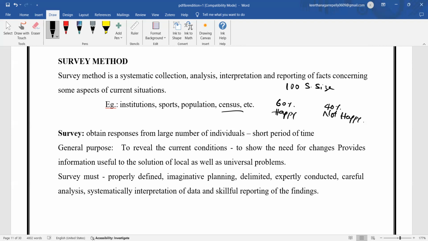Okay, so now I gave whether they have sufficient food, and whether they have got good relations in life. With this I'm measuring their happiness index. Now with those two questions, I came to know that in the 100 sample size, 60% are happy and 40% are not happy. Now this is the survey method. That is the best example.